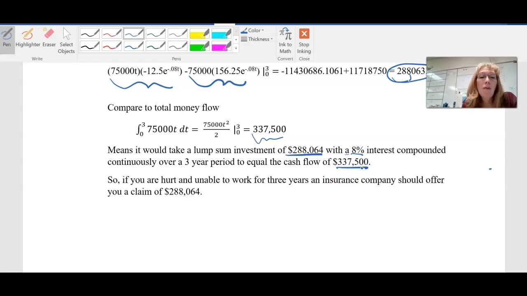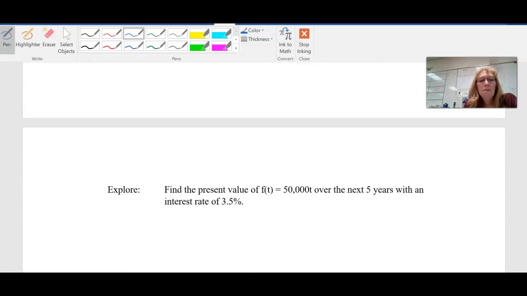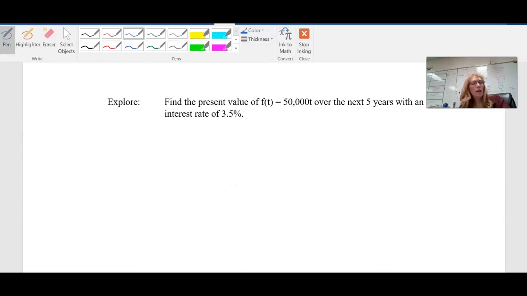So I got laid off from work, and I was making $75,000 for 3 years. The insurance company should offer me $288,064 because with interest, that's what I should have been making. I hope that makes sense to you. Okay, pause and try yours.